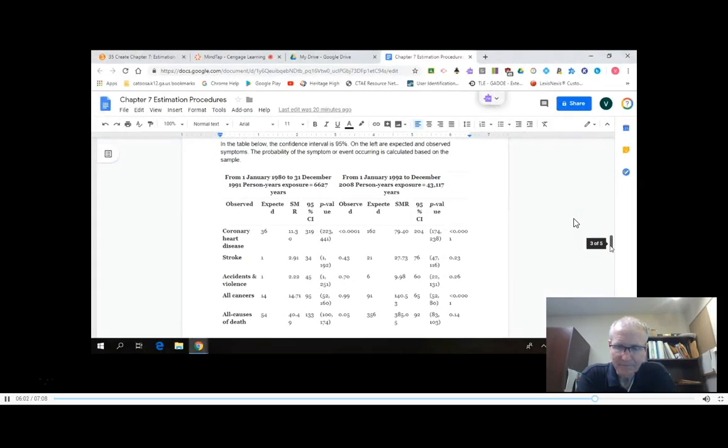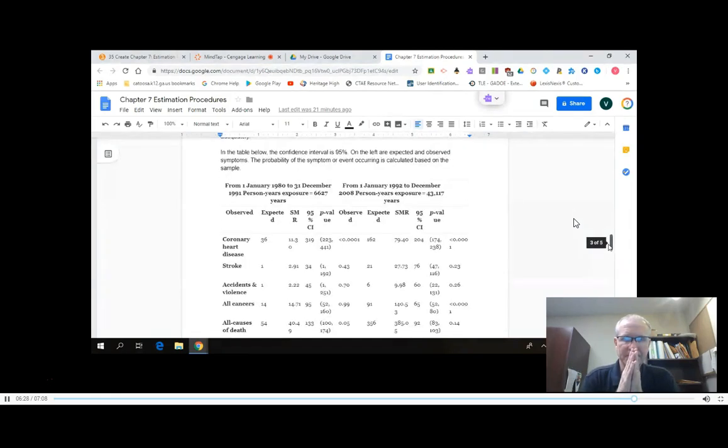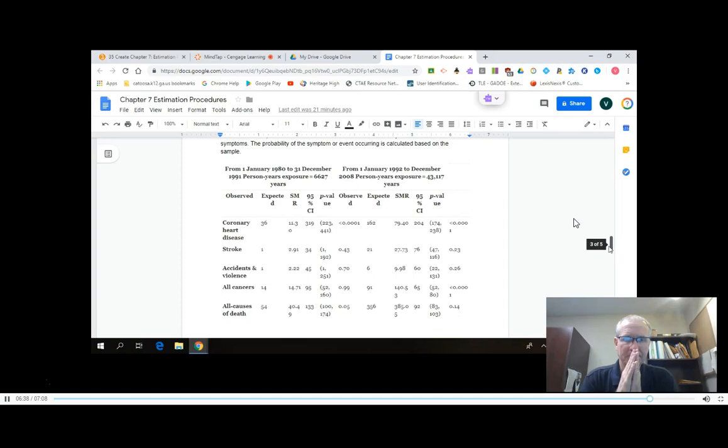On the left side are the expected and observed symptoms. Probability of the symptom or event occurring is calculated based on the sample. So you can see over there the mortality, reasons for mortality there: coronary heart disease, stroke, accident, all cancers. So the observed incidence, the expected incidence, our confidence interval of 95%. The p-value is there as well, and then just kind of shows that the mortality rate is not necessarily increased or anything, but the previous study was basically confirmed is what it amounted to.